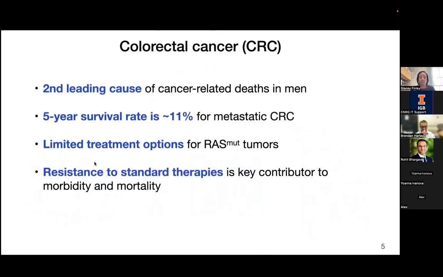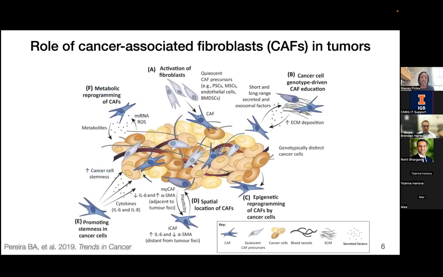In terms of cancer metabolism, we're really focused on colorectal cancer, and there are a number of reasons to look at this particular type of cancer. It's the second leading cause of cancer-related deaths in men. The 5-year survival rate is quite low, particularly for metastatic disease. There are just a few limited treatment options for tumors that have a mutation in KRAS, which is about 90% of colorectal cancers. And that gives rise to resistance to standard therapies, and that certainly contributes to the morbidity and the mortality rates.